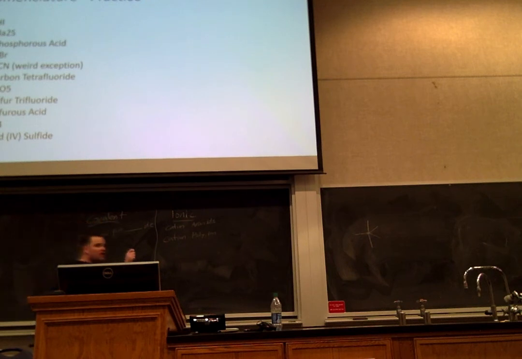Okay, now one more. Transition metals. Now we're getting a little weird. If I say iron oxide, what's the charge of oxygen? What's the charge of iron? You don't know, okay? So in this case, just saying the name doesn't actually tell us how many of each there are going to be.